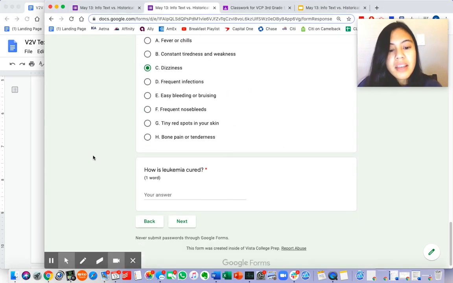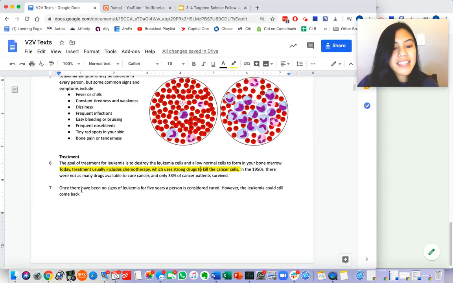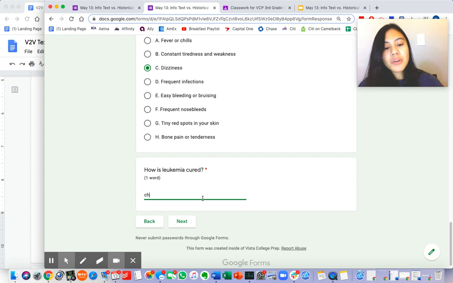Good. So, scholars, how is leukemia cured? Tell me. Right. It's cured using this treatment called chemotherapy. Let's type that into our Google form. If you need to, pause your video to type that in now. Good.